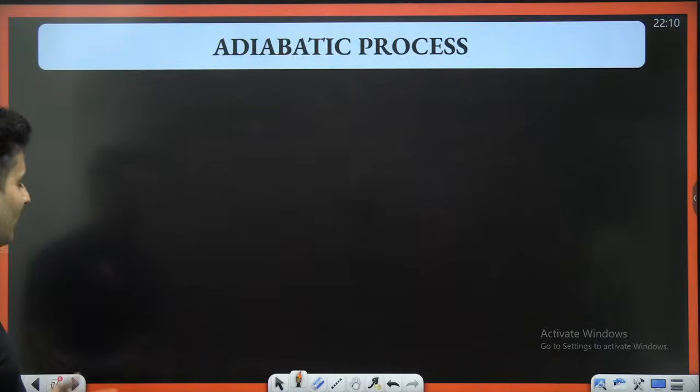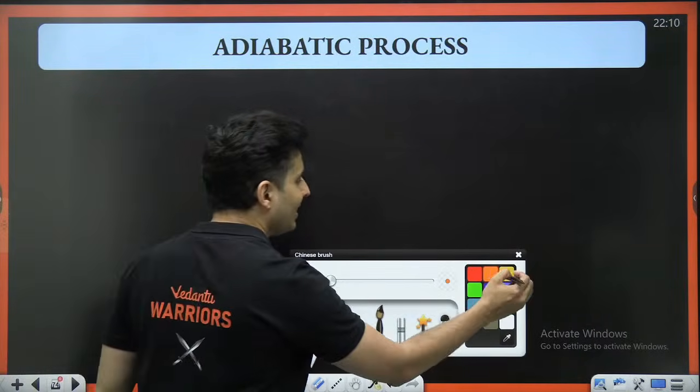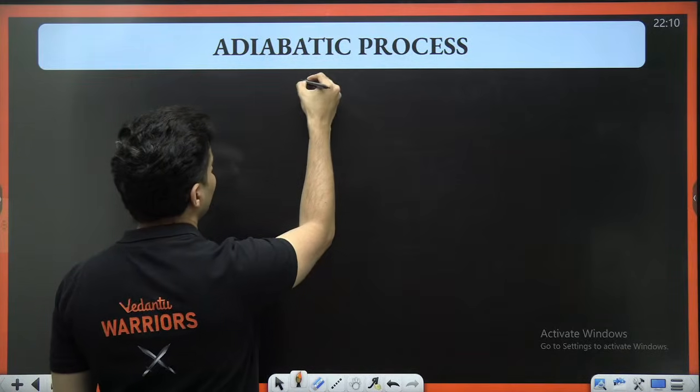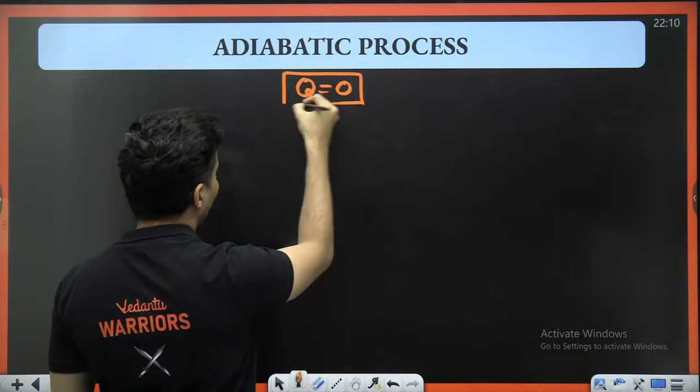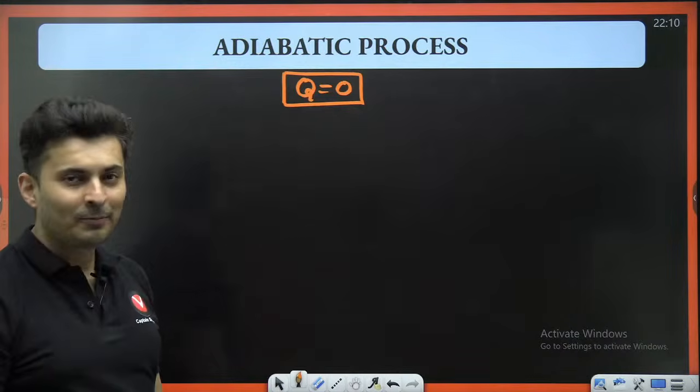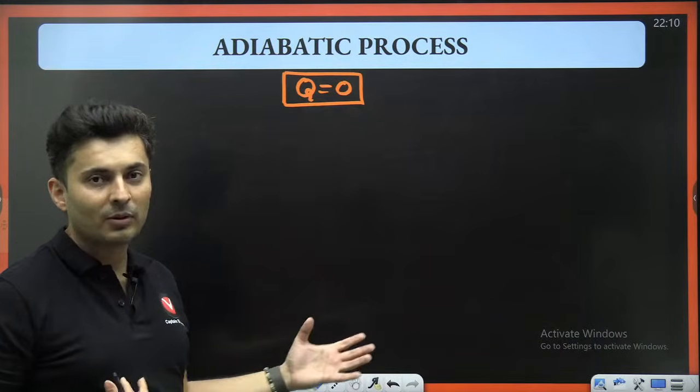Let's move on to the next one, and that is the adiabatic process. In this process, the speciality is that Q will be 0. There is no heat absorbed or given by the system.